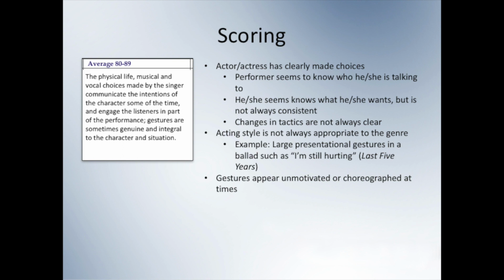If a student cannot meet those standards, they may be more appropriately scored at the level of average. An average performance would consist of an actor or actress who has clearly made choices, but is not always clear with what those choices are. The acting style may not always be appropriate for the genre they are performing. So for instance, they might be putting large presentational gestures into a ballad such as I'm Not Hurting from The Last 5 Years. And finally, we are probably going to see a lot of gestures that seem unmotivated or pre-planned, choreographed.